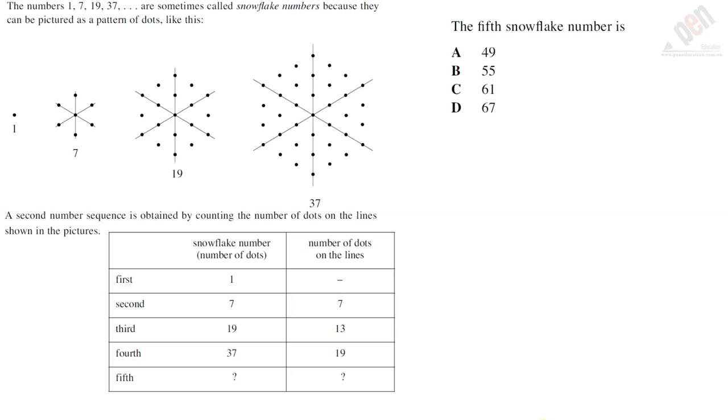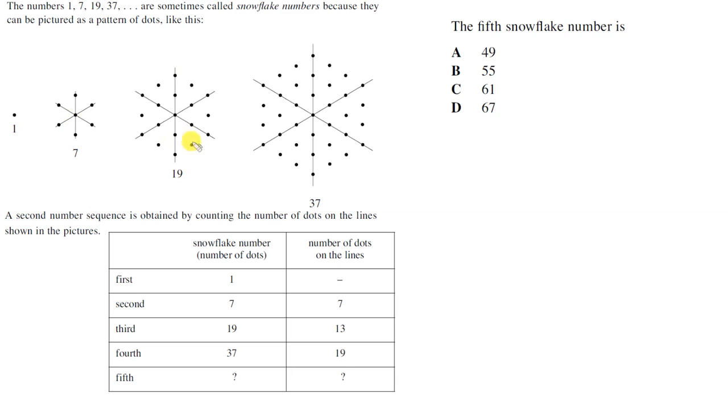The numbers 1, 7, 19, 37 are sometimes called snowflake numbers because they can be pictured as a pattern of dots like this. A second number sequence is obtained by counting the number of dots on the lines shown in the pictures. So, with our first snowflake, there is 1 dot and no dots on any lines. The second snowflake obviously has 7 dots and there are 7 dots on the line.